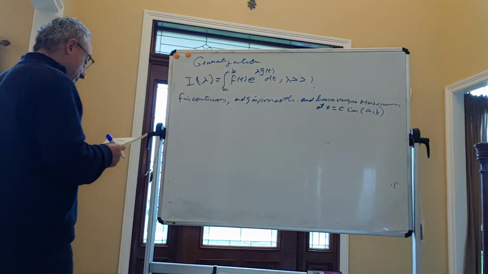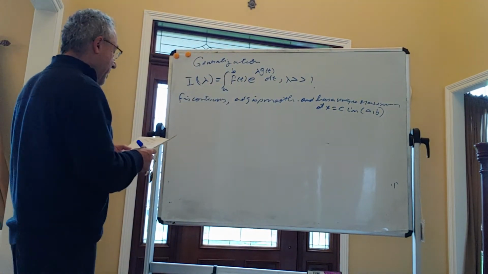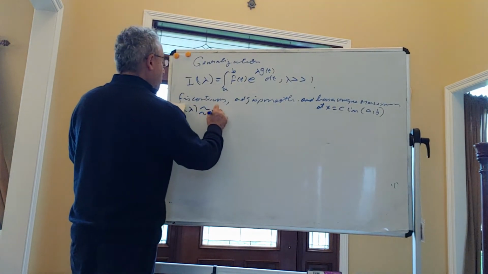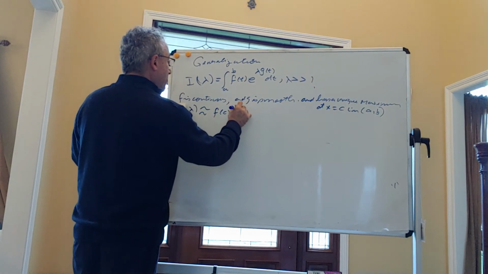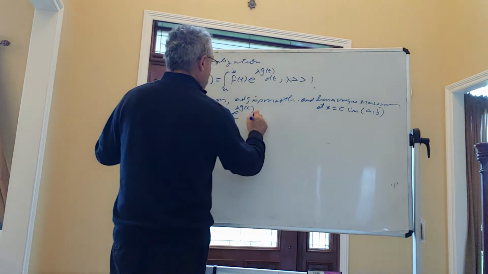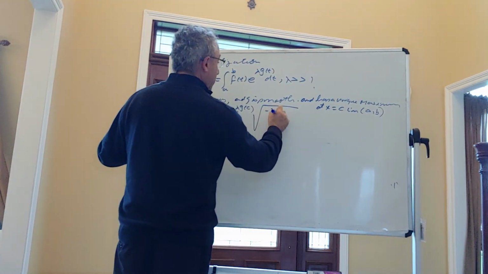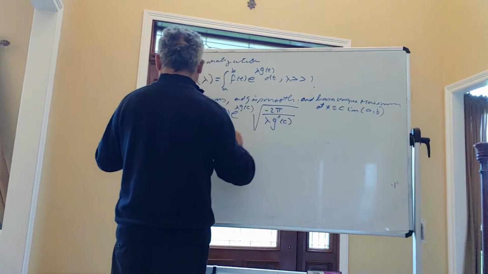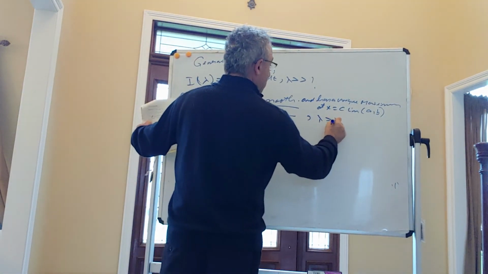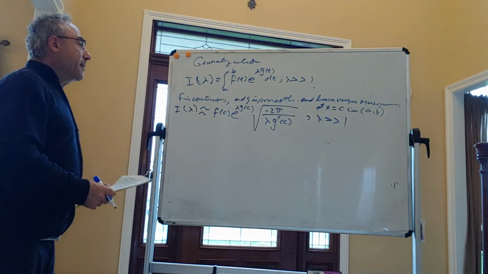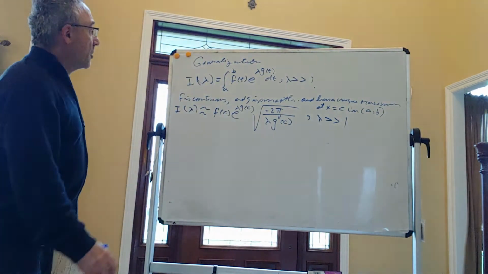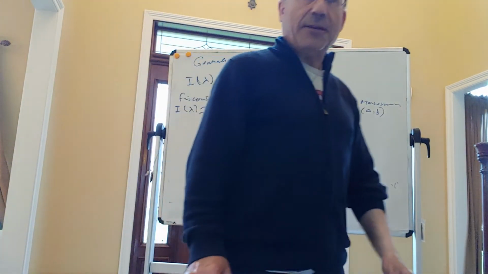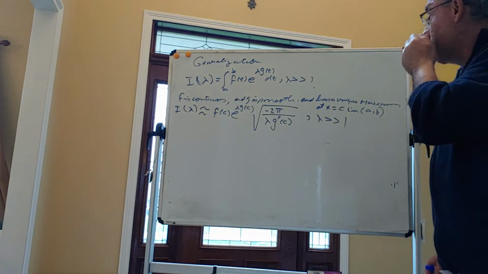Then we're going to prove that I of lambda is equivalent to f of c times e to the lambda g of c times the square root of minus 2 pi over lambda g second of c, for lambda bigger than 1. So this is, if you have an integral like this, how do you asymptotically approximate it? And this is what you basically do.